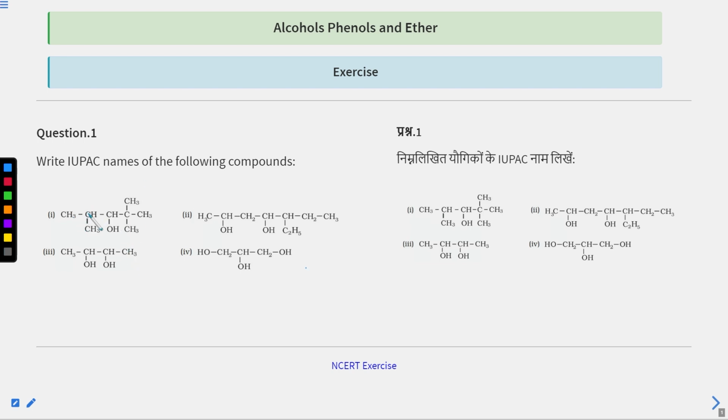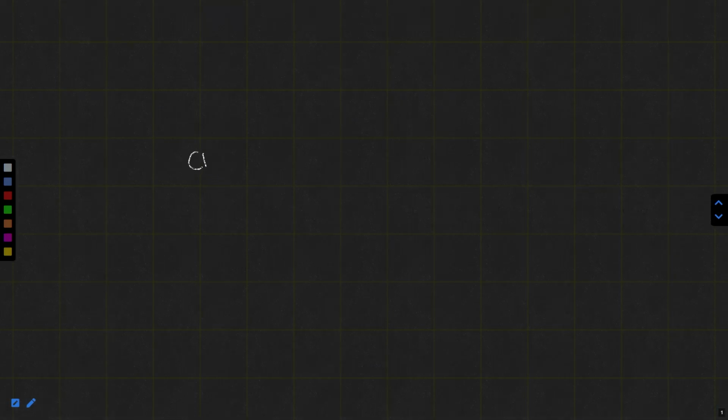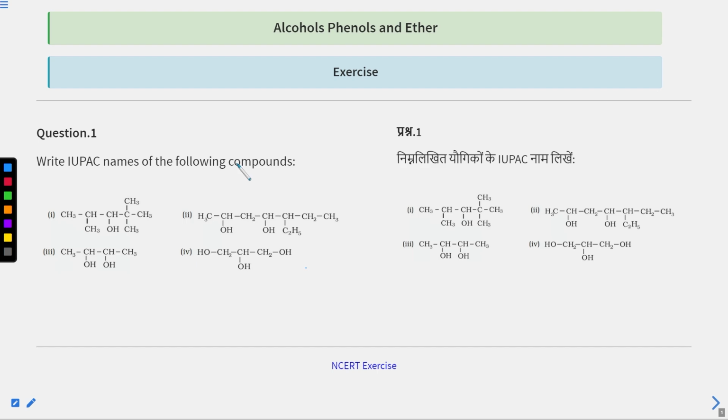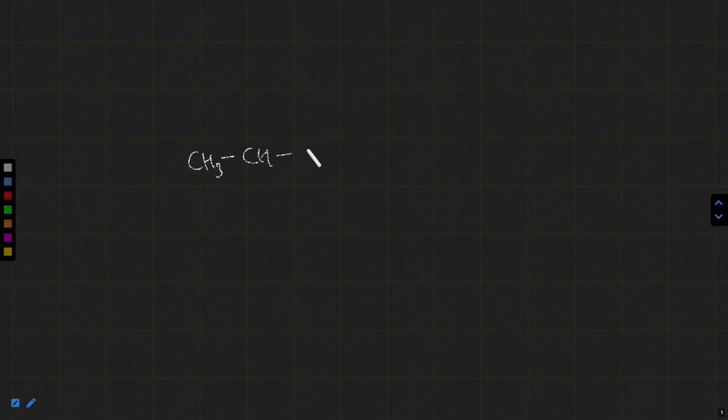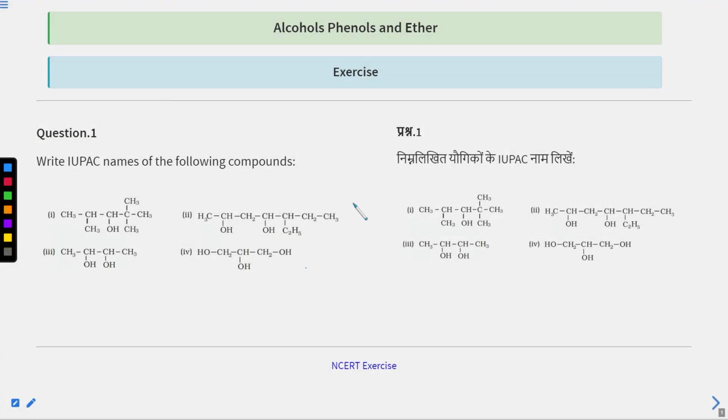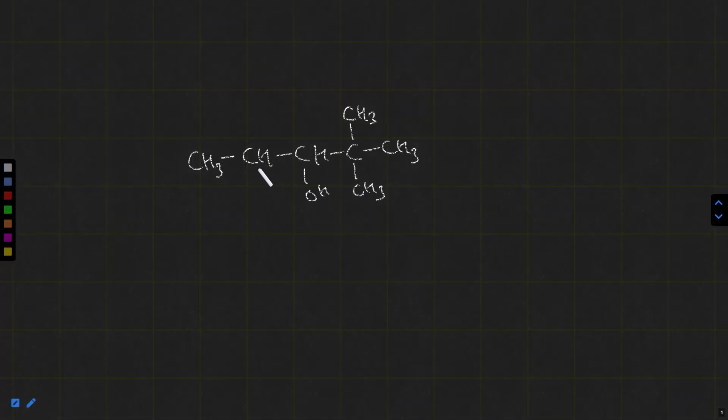So we have CH3, CH, CH3, C, CH3. If I just write it here, we have CH3, CH, CH, CH, CH, C, and CH3. Here we have again CH3, and on the downside we have CH3. So this is our complete structure. While naming a compound, the first target is to find the longest chain. If you look here, this one is the longest chain.